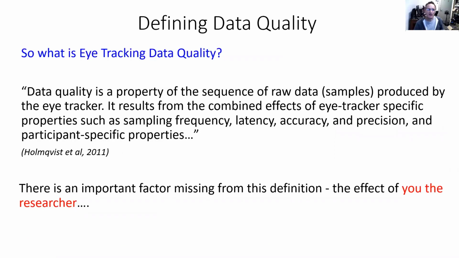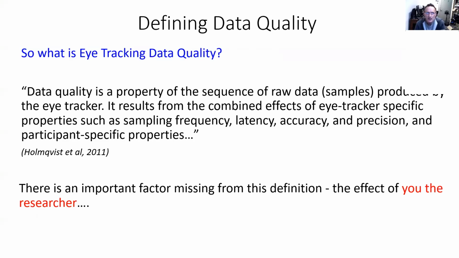So what is eye tracking data quality? Well, Holmqvist has a very nice quote. I think it's from his book, it may be from one of the papers he's written. He's written lots of nice papers on this topic. He states, data quality is a property of the sequence of raw data, in other words, the samples, produced by the eye tracker. It results from the combined effects of eye tracker specific properties, such as sampling frequency, latency, accuracy, and precision, and participant specific properties.